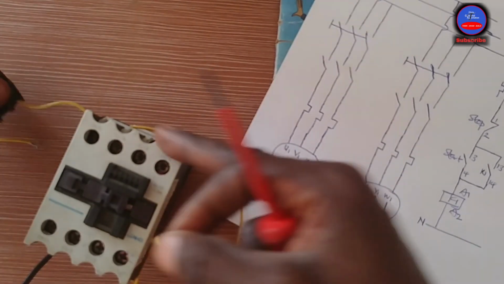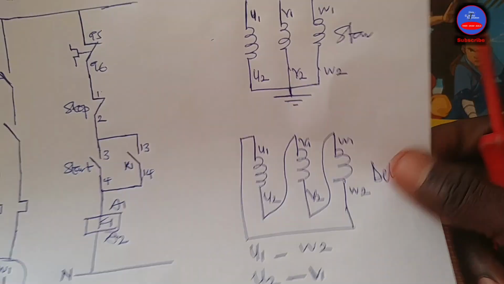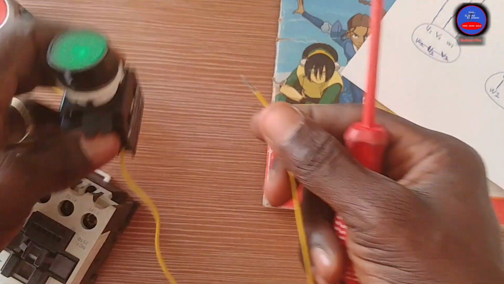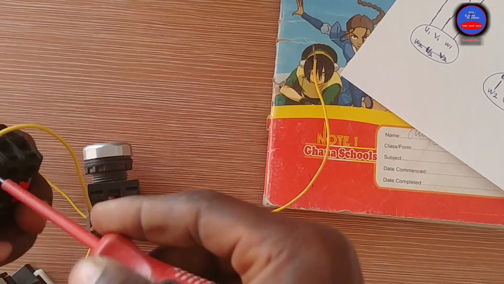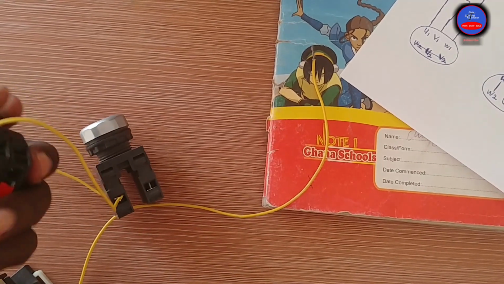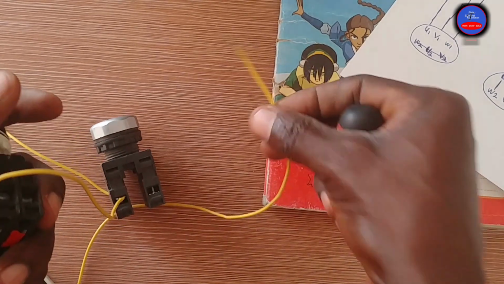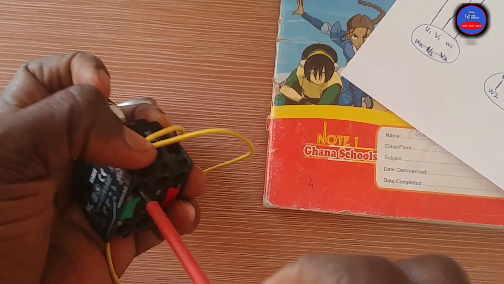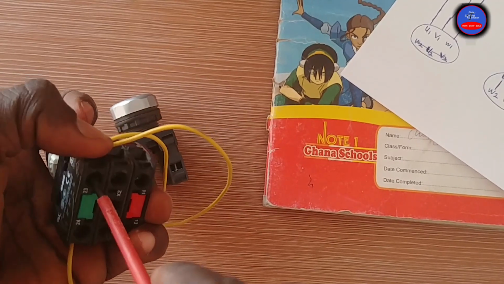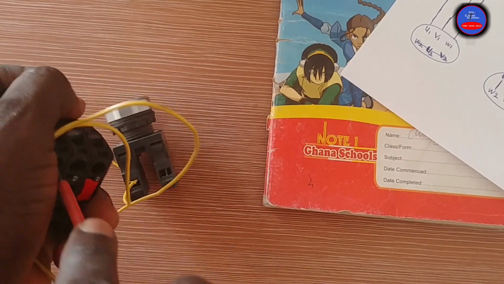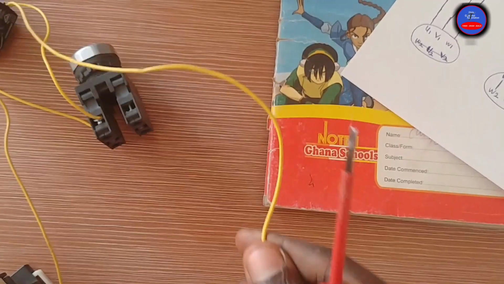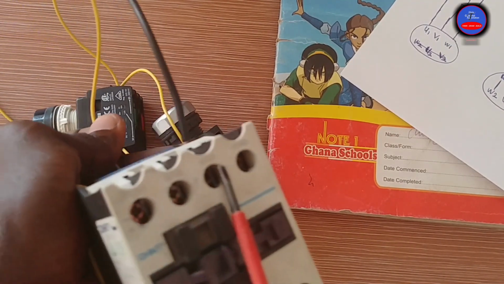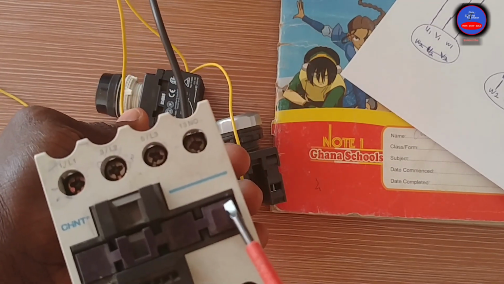Left with this side. Hold on, 13 14. So we wire the start push button in parallel with the 13 14 on the contactor. Okay, so this is the 3 to go to the 13. So this is the 13 on the contactor.